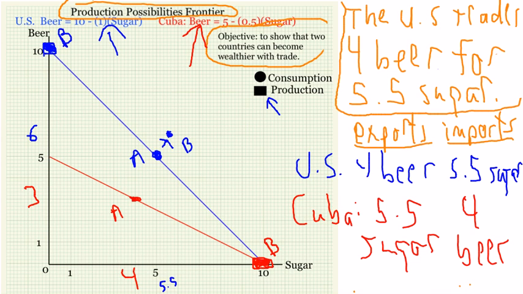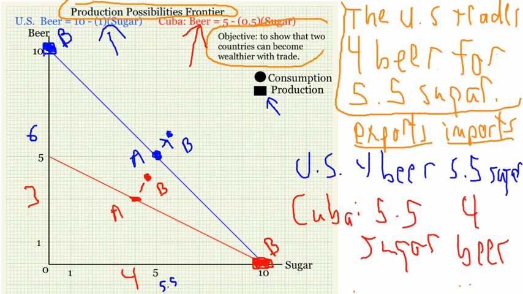Now let's consider Cuba. Cuba produces 10 sugar. It exports 5.5 sugar. So it's going to have left for consumption 4.5 sugar. And then it's going to import beer. So Cuba's consumption after trade is at that circle point B, where they have 4.5 sugar and 4 beer.